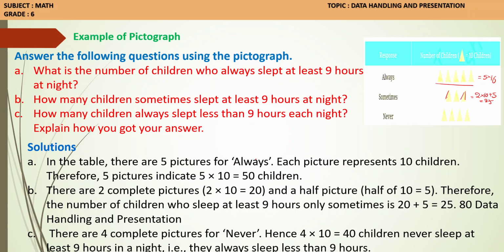How many children always slept less than 9 hours each night? Here the response is never. So 4 triangles are there. 4 means 4 into 10. So 40 children slept less than 9 hours.